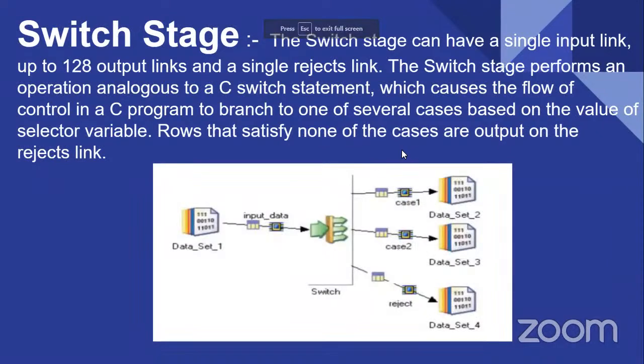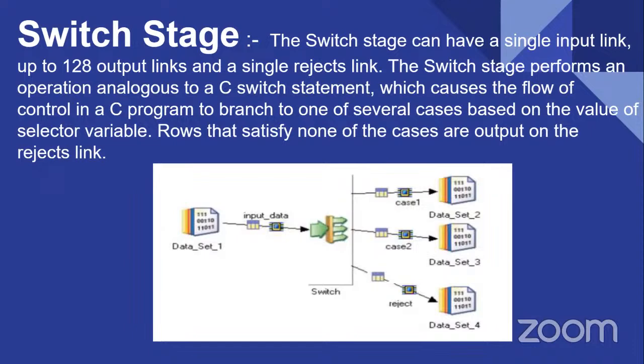Okay. So here, 128 output links, a single input link, and one reject link, which is optional. This is about the switch stage, and it works on the same functionality as the case statement in a C program. Whatever record satisfies the given condition goes to the respective output link, and any record that is unmatched, not found in the given cases, goes to the reject link.